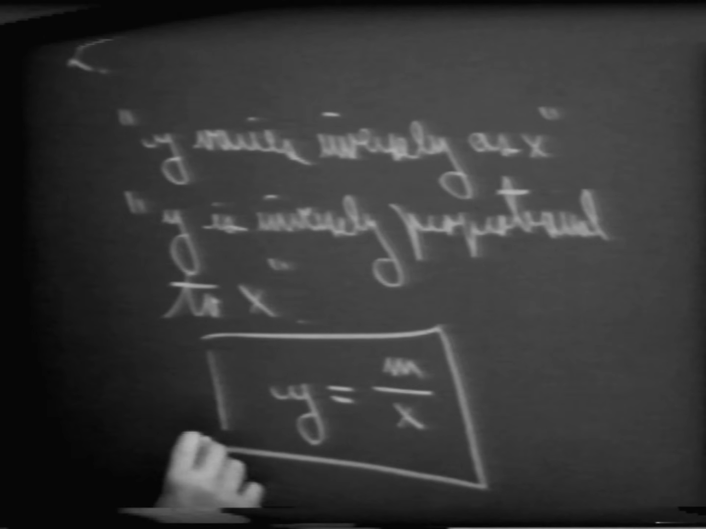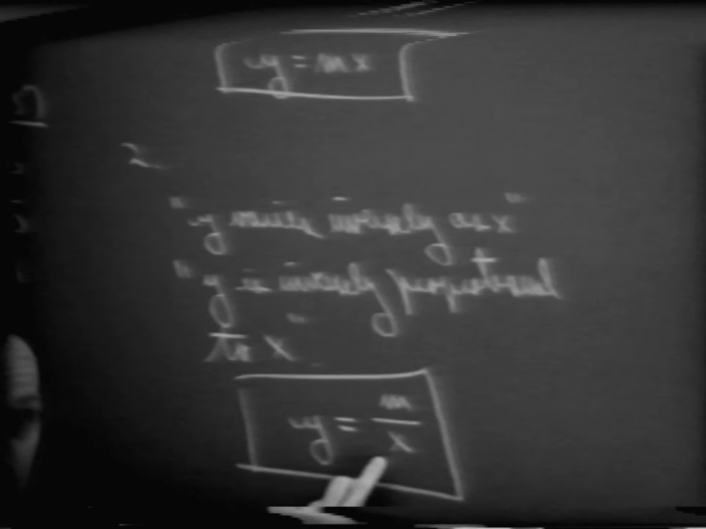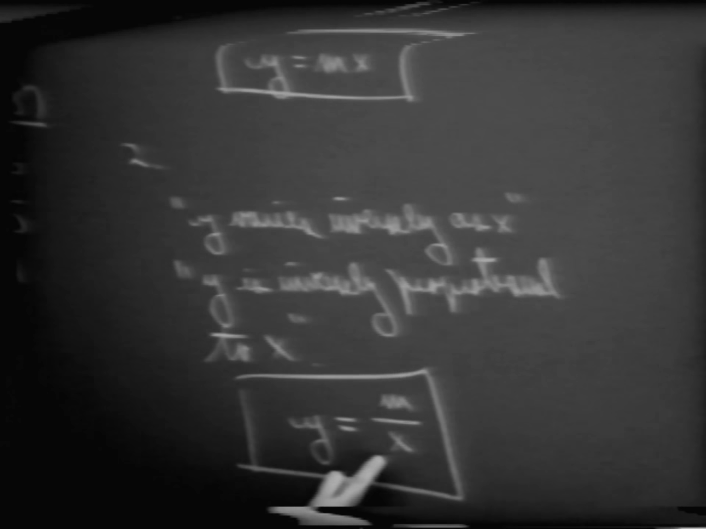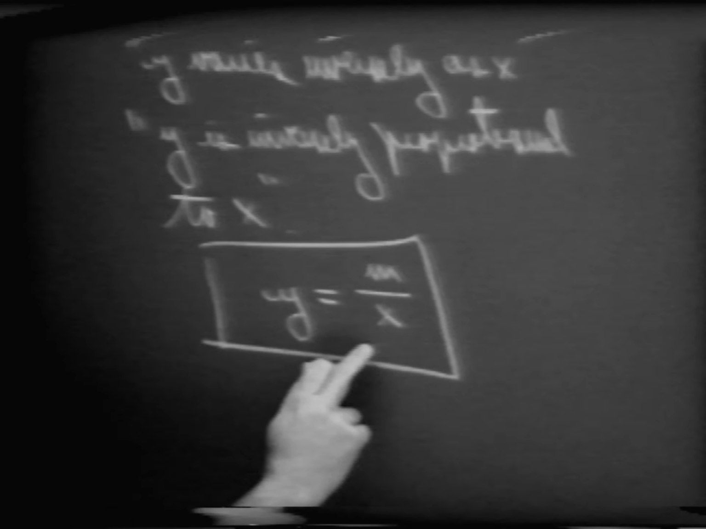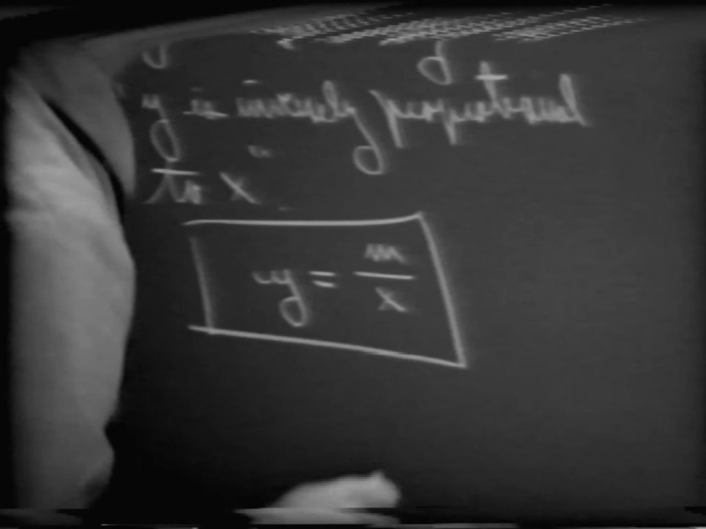And again, just as we had in the first case, the number m is called the constant of proportionality. So here we have this number m as a constant. Notice the pattern here of m over x. Let's look at a graph.